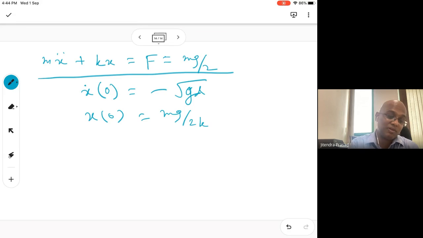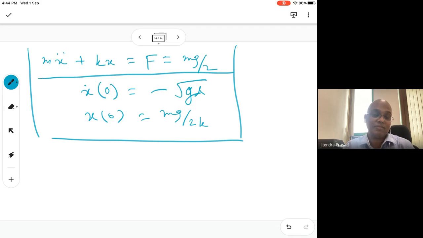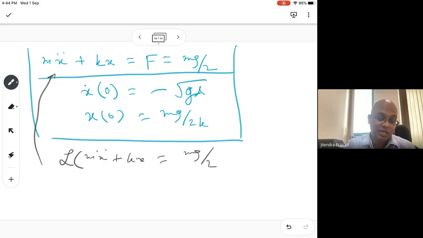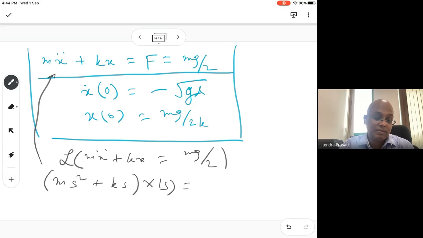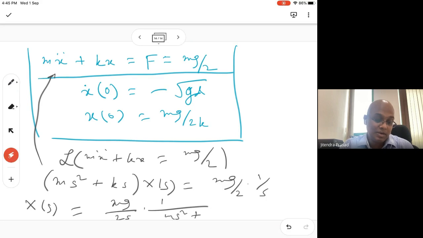So from the physical system, we found the mathematical system, and we have to solve this one. We can now apply the Laplace transform here. So we get m x double dot plus kx equal to mg over 2, because this is the force being applied. And then what do you get? You get m s square plus k, and then X(s) is equal to mg over 2, then 1 over s. Or X(s) will be equal to mg over 2s, and then 1 over m s square plus k.